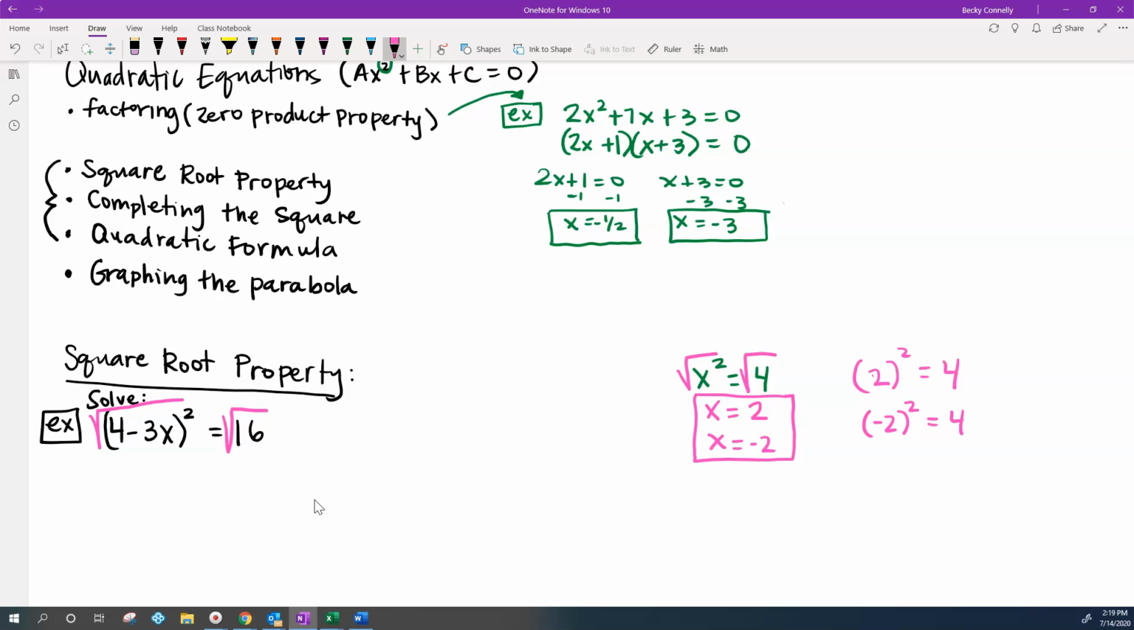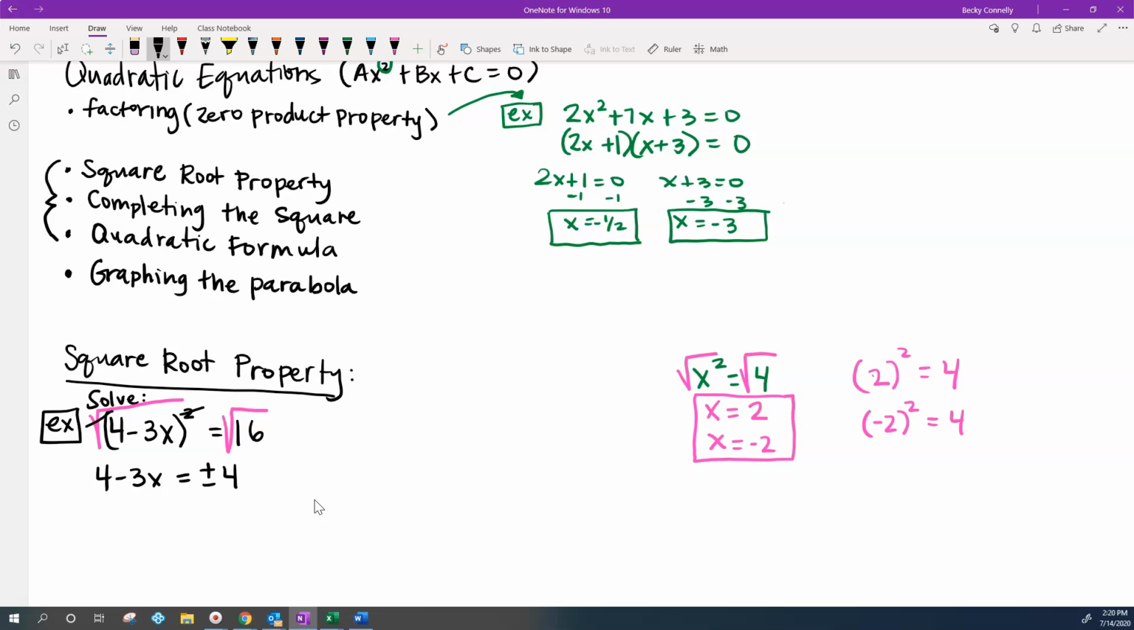So it's really important when we are doing this square root property that after we take the square root of both sides, this square root and square undo each other, and so then we're just left with the 4 minus 3x, and it doesn't just equal 4. Square root of 16, we need to put plus or minus 4 to help us remember that we have two different things happening there. And then we can go ahead and just solve it for x from here.